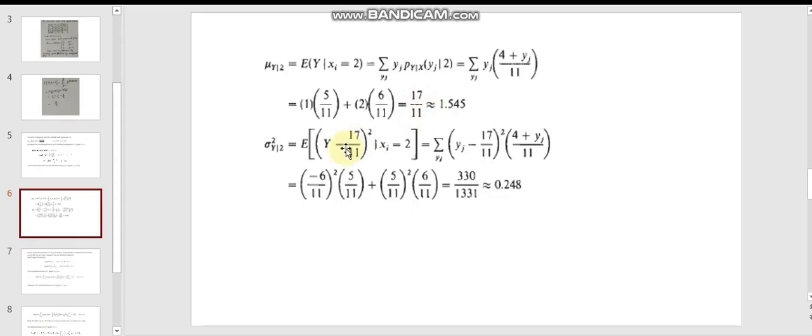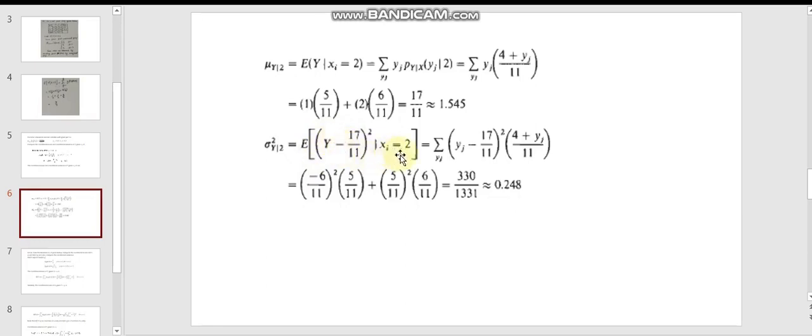Next, move to the variance of y given x is equal to 2. In this case, we have already derived this expression: the expected value of y minus the conditional mean of y, whole square.